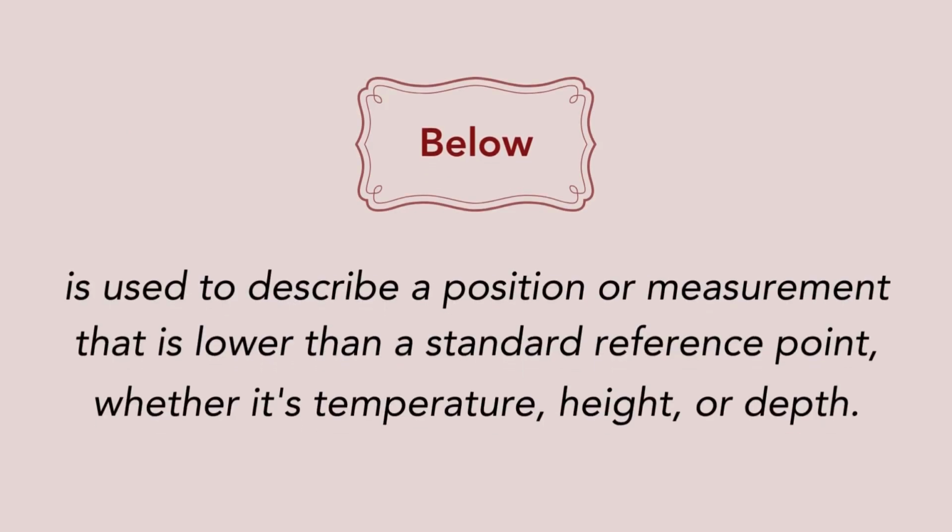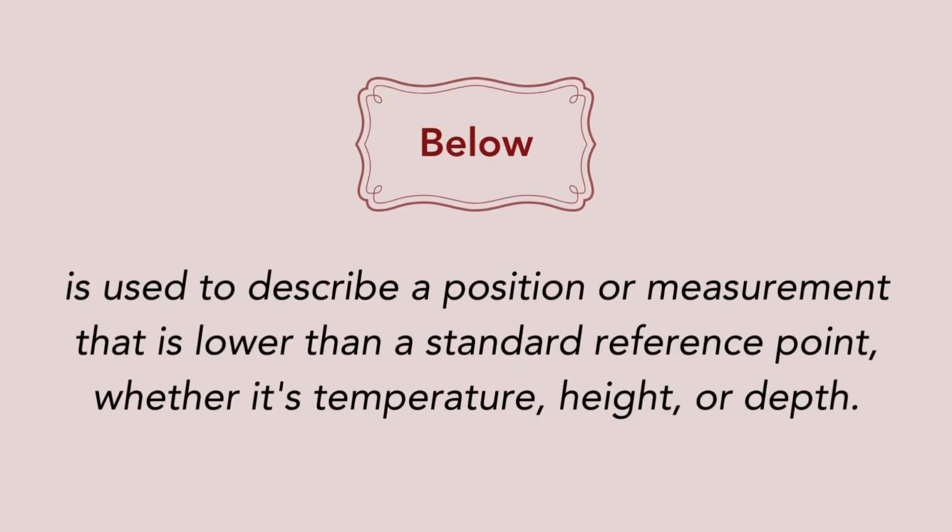Moreover, below is used to describe a position or measurement that is lower than a standard reference point, whether it's temperature, height, or depth. Here are some examples illustrating the use of below. It's 5 degrees below freezing outside. It means it's 5 degrees colder than the point where water turns into ice.